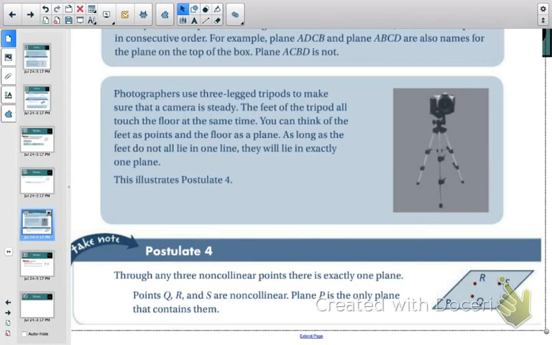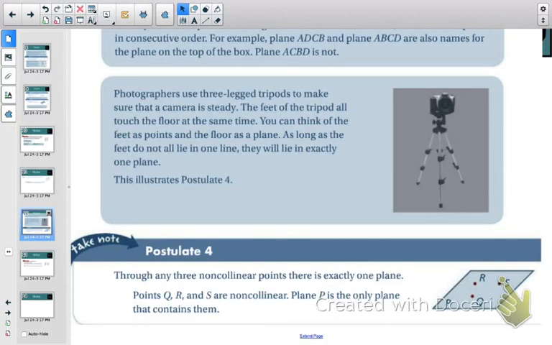So that brings us to postulate 4, which says through any 3 non-collinear points, meaning they don't fall on the same line, there is exactly one plane. So points Q, R, and S are non-collinear. They don't fall on one line. You'd have to draw 2 different lines to hit all of those. Plane P is the only plane that contains all 3 of them.